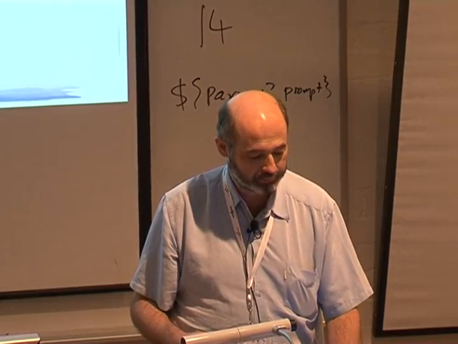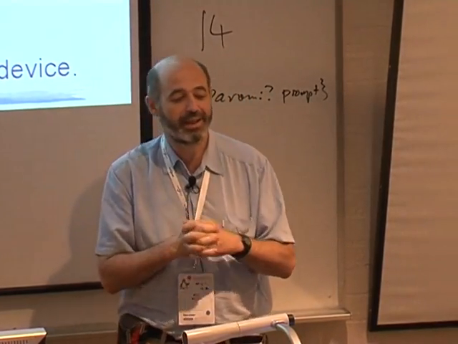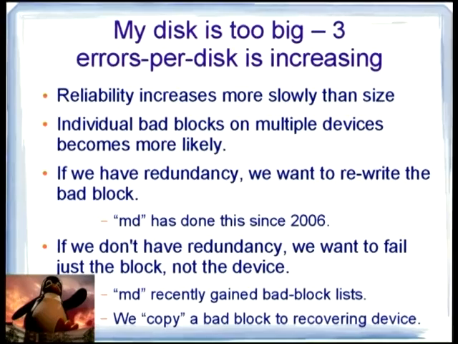So recovery takes too long, so the best time to do it is a bit earlier. Third problem with my disk being too big is errors per disk seems to be increasing. You can maybe argue this based on the fact that the reliability per block is probably increasing. The disk drive makers are probably getting clever, so the error rate per block is going down a bit, I'd expect. But the total number of blocks on a disk is going up significantly, as you can imagine. So the errors per disk is probably going up.